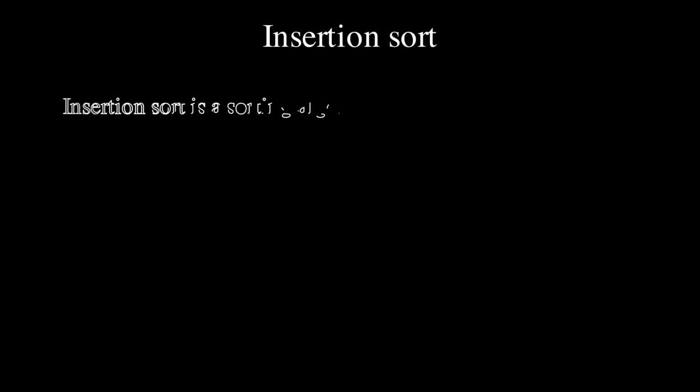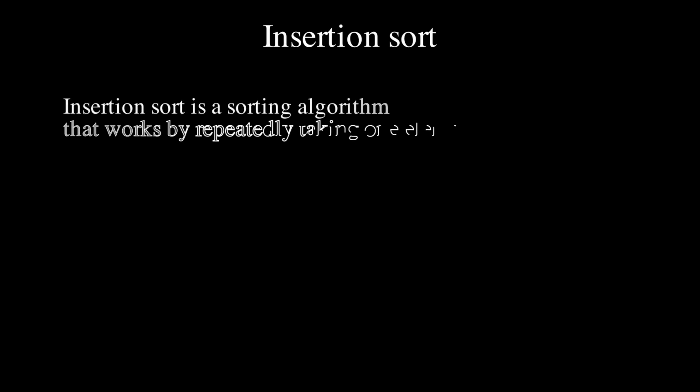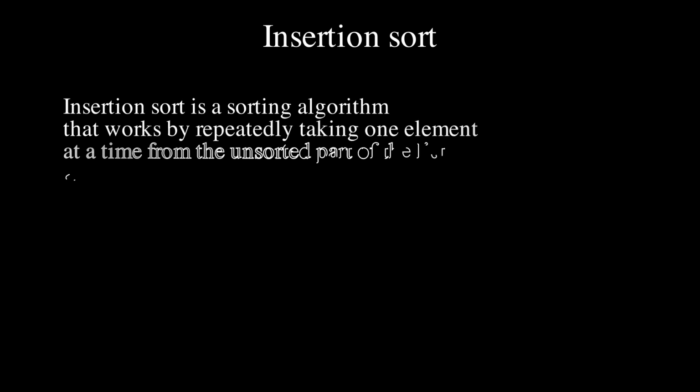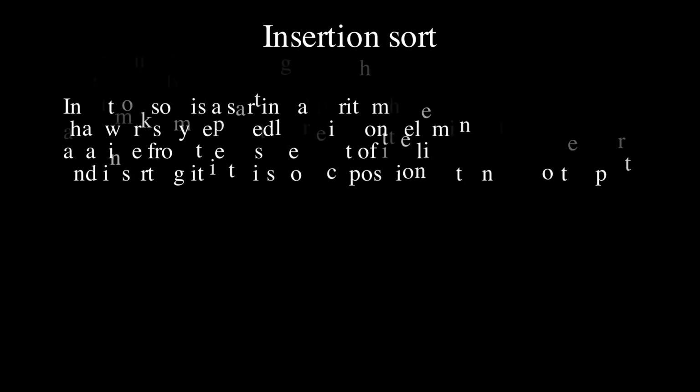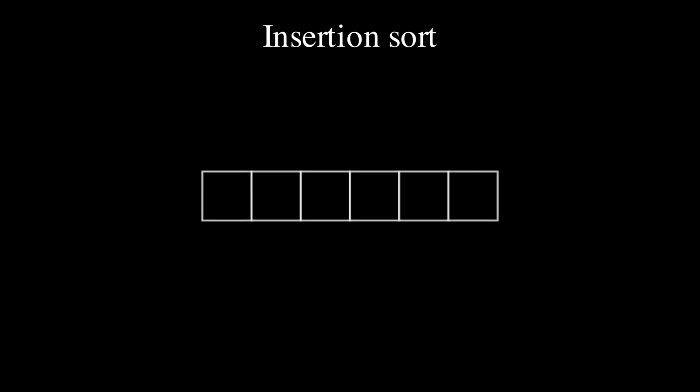In this video, we will take a look at insertion sort. Insertion sort is a sorting algorithm that works by repeatedly taking one element at a time from the unsorted part of the list and inserting it into its correct position within the sorted part. Let's see the insertion sort in action. We will sort the array in ascending order.